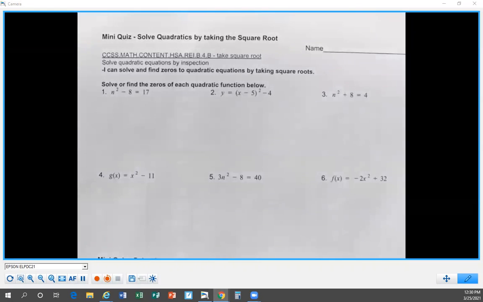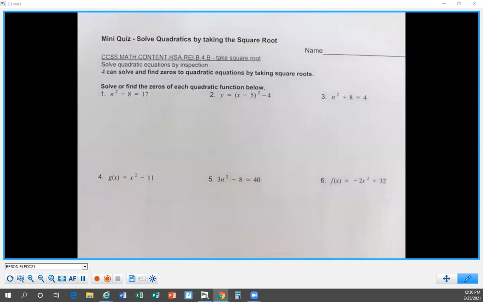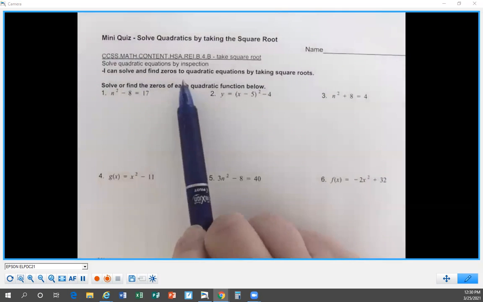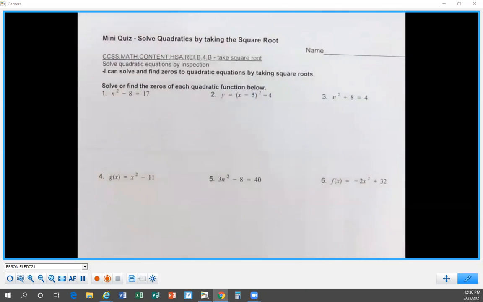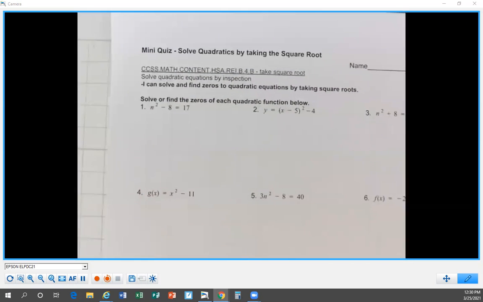All right, so we are looking at the Unit 7, Solve Quadratics by taking the square root mini quiz. Our learning target for this mini quiz is that we can solve and find zeros to quadratic equations by taking square roots. So let's take a look at number 1.